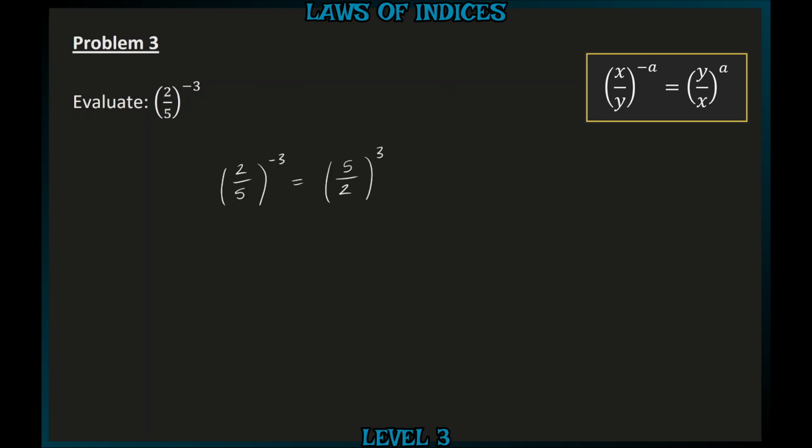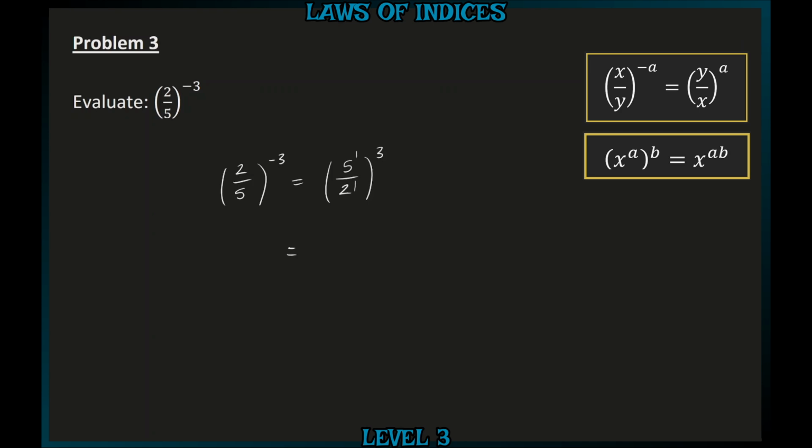Now we can also rewrite 5 over 2 as 5 to the power of 1 over 2 to the power of 1. And it's useful to do this because we can see that in order to simplify this further, we're raising powers to powers. To do this, we're going to use this law, which tells us that when we raise a power to a power, we multiply the two powers together.